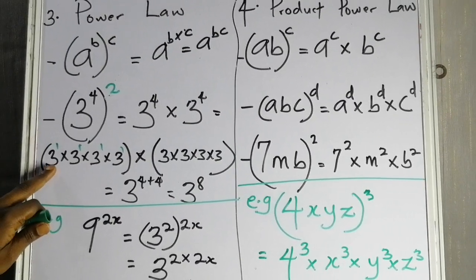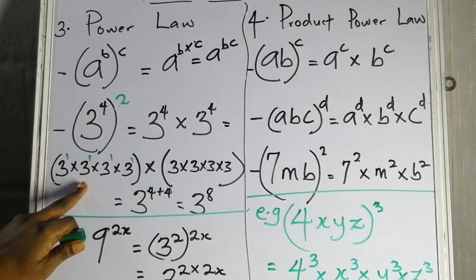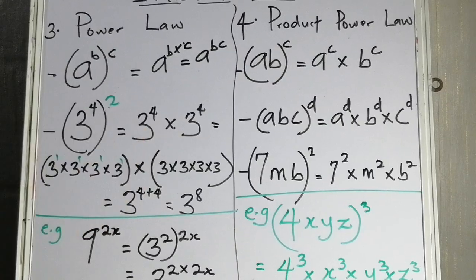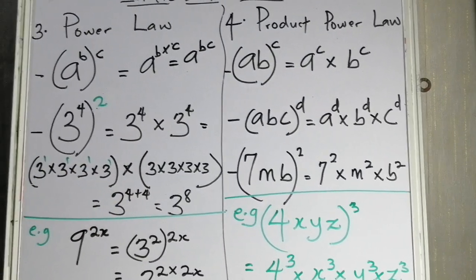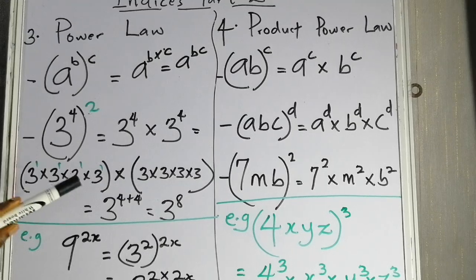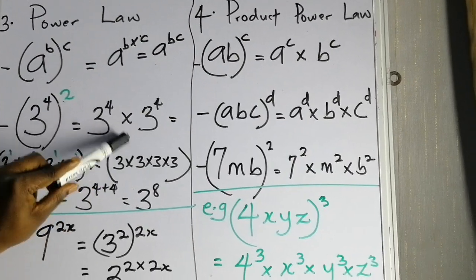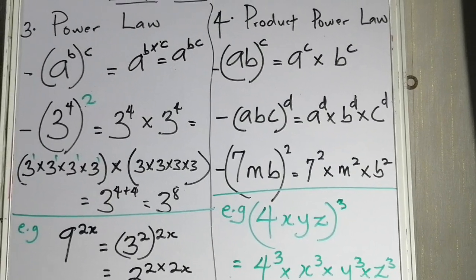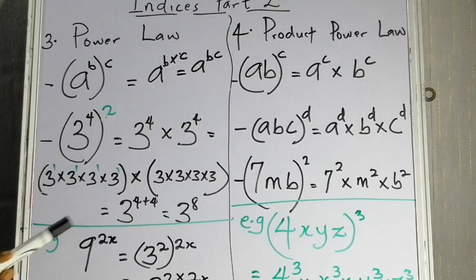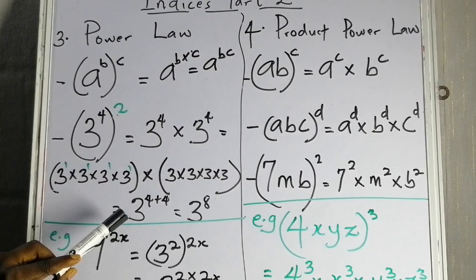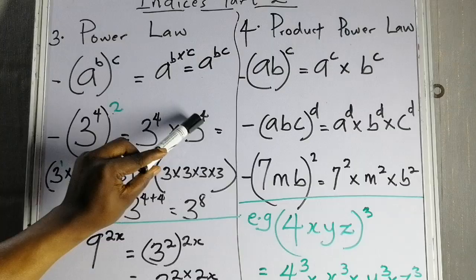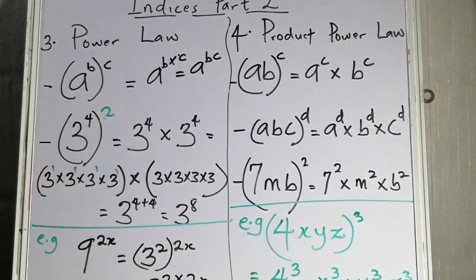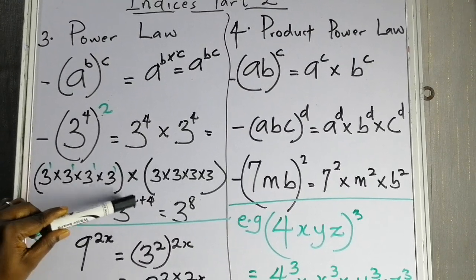So don't forget, from the multiplication law, I pick one base, 3, and I have the powers 1 plus 1, 2 plus 1, 3 plus 1, 4, which is the same thing as this. So those laws are interrelated. Now look at this. The second one, which is 3 raised to power 4, is also the same thing as this. From the multiplication law, the first law in indices, I pick one base and add the powers. You can also multiply, which is 4 times 2 straight, 3 raised to power 8. But for the sake of explanation, I pick one base and add the powers.